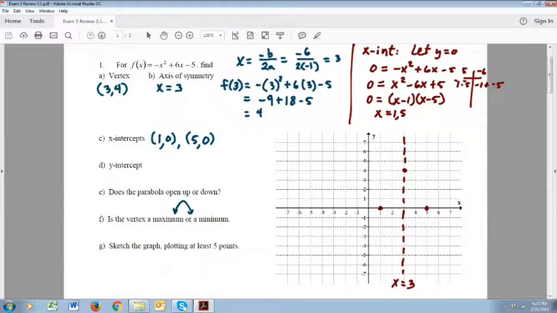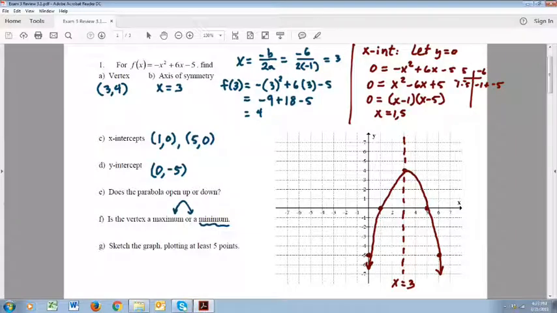Let's find the y-intercept. That's the easiest point, because if we replace x with 0, which is how we find a y-intercept, we're going to get negative 5. So let's go ahead and put that point on the graph, and using symmetry we have the point on the other side of the axis of symmetry. That's 3 away on the other side, and so there's our graph. And we do have 5 points. So let's go ahead and move on.